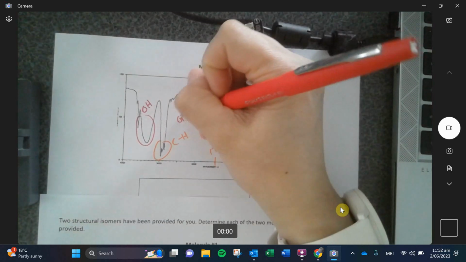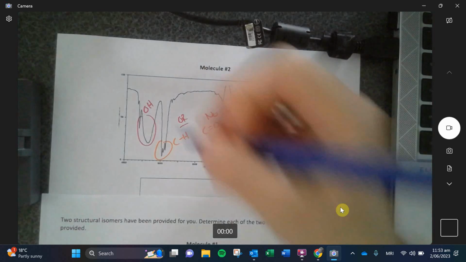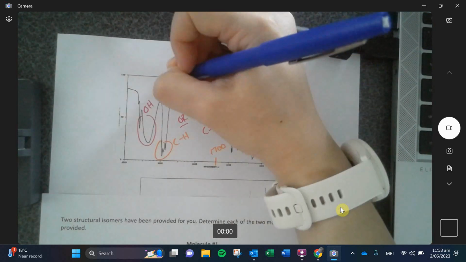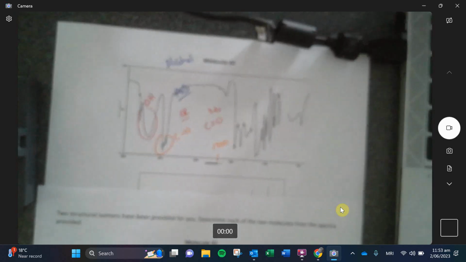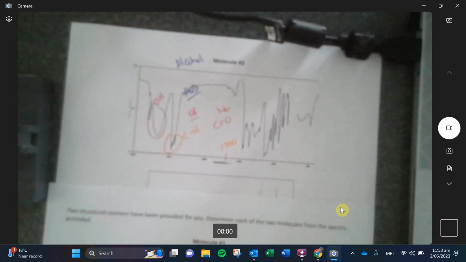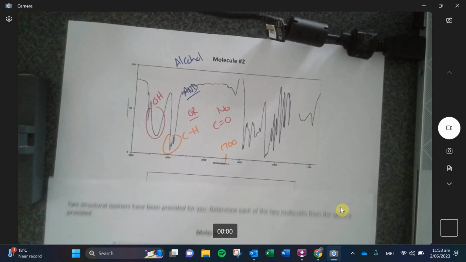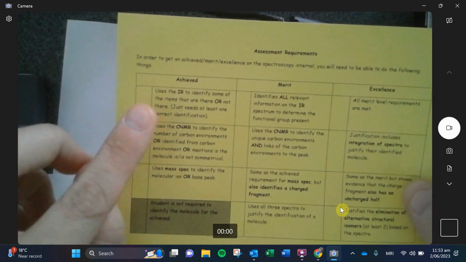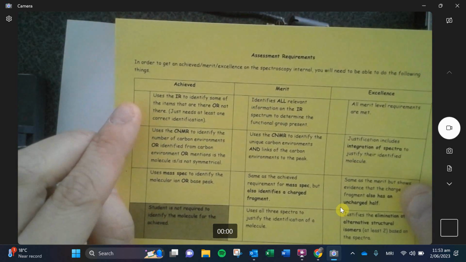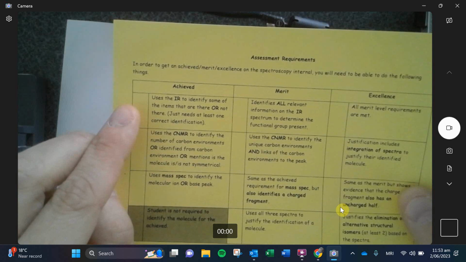And again, it's an OR option for the achieved. It's an AND option to get to the merit, and you should be identifying that you have an alcohol. This bit is going to be the hardest if you're aiming for the achieve because those functional groups on the IR can be a little bit difficult to see. So you just got to get used to seeing the pattern. Once you see them, though, it's pretty straightforward. All right, so that was one of the achieve requirements here so that you can use the IR to identify things that are there or not there, and I just need one correct identification.